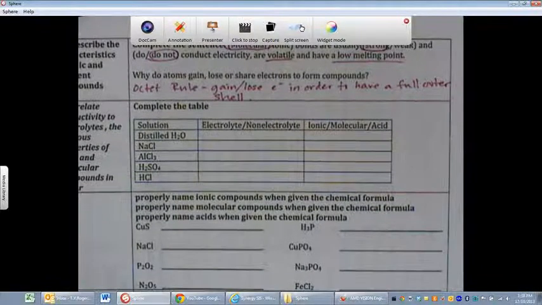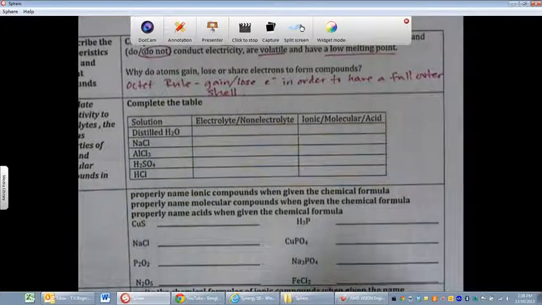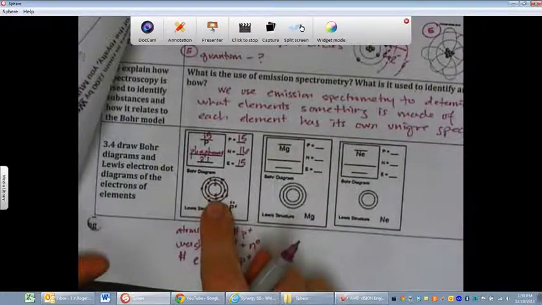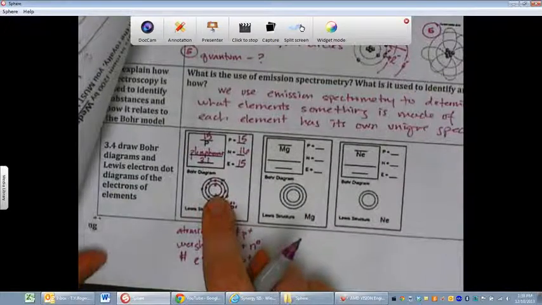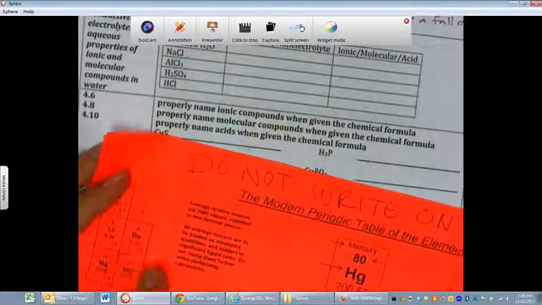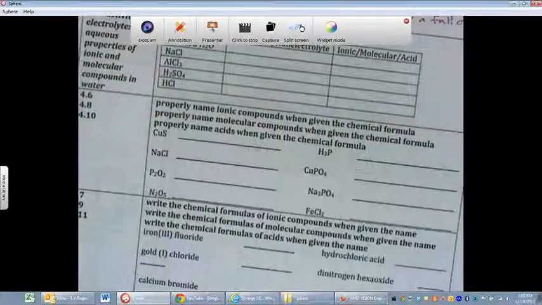There are times when a full outer shell does not necessarily mean that it has 8 electrons. When we were doing our Bohr diagram, for example, the inner shell only holds 2, so that is technically full. So even though we call it the octet rule, in a few cases, like helium, or the elements that want to become like helium, boron, beryllium, and lithium, they only end up with 2 in their outer shell to become stable. But all the other ones want to have 8.